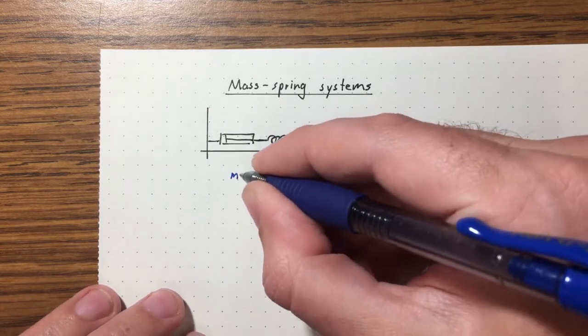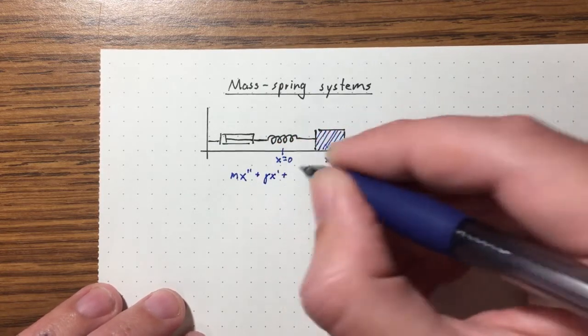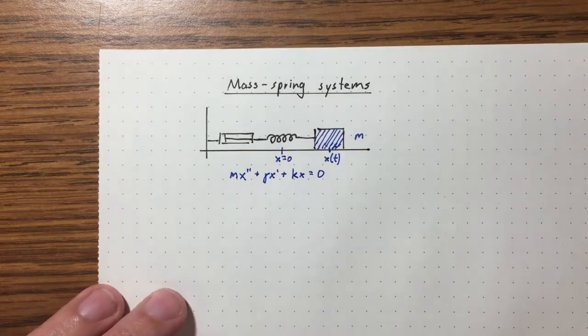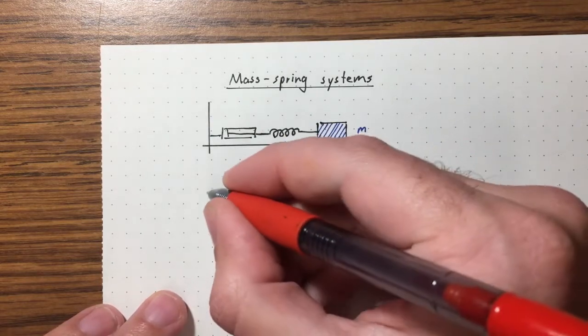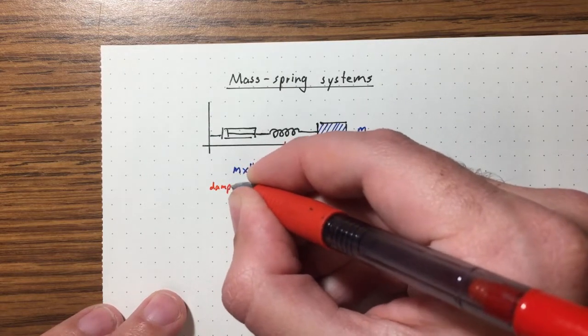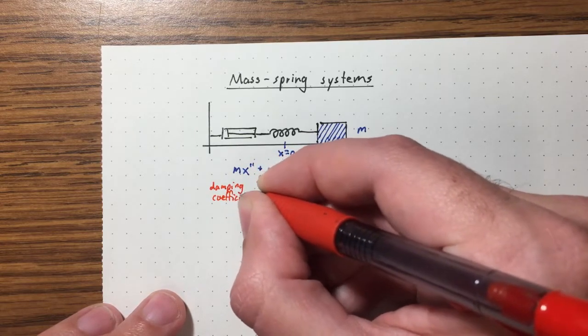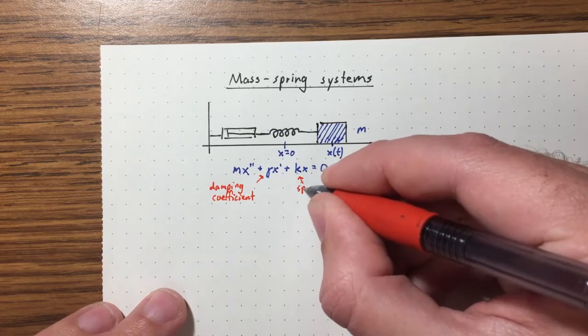So our differential equation was m x double prime plus gamma x prime plus k x equals 0, where that gamma is what we call the damping coefficient. That's coming from the dashpot. And this k here is the spring constant.